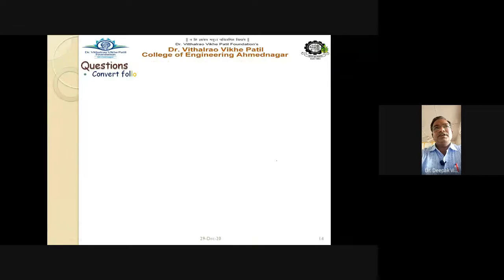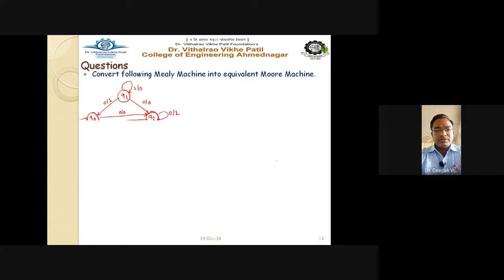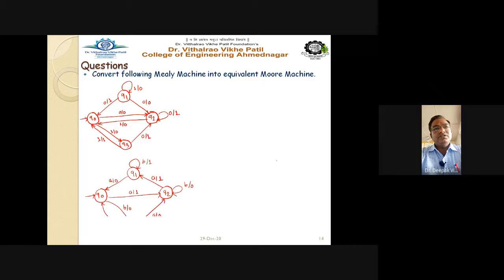Let us go to the next slide. Okay, so see here, there are two questions given to solve. The first diagram given is a Mealy machine. You have to convert it into the resultant Moore machine, and the second question is also given. The states are given as Q0, Q1, Q2, Q3. There are transitions with the input as A and B.